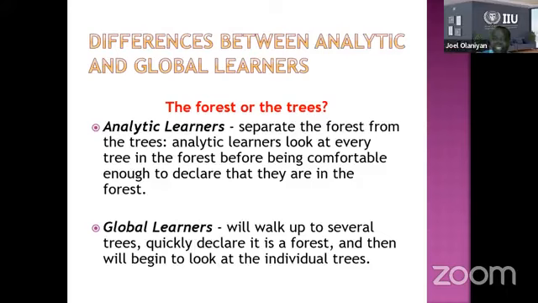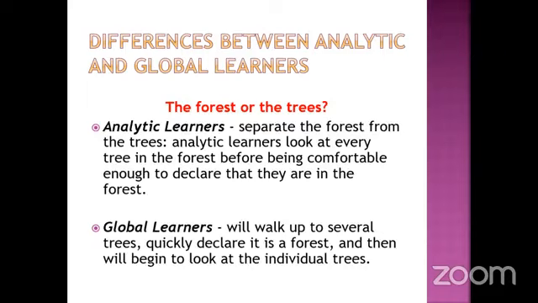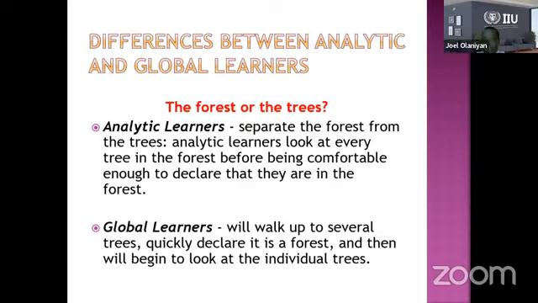Let's go and study the differences between the analytical and the global learners. Looking at the forest and the trees. This is to make you understand better what I just explained. For the analytical learners, when you have the picture of the forest and the trees, they separate the forest from the tree first. And they look at every tree in the forest before being comfortable enough to declare that they are in the forest. So if you take them to the forest and you tell them this is the forest, no. They will first of all analyze each tree, try to understand that, okay, a forest is the combination of many, many trees. They will first of all identify that before they accept that they are in the forest.